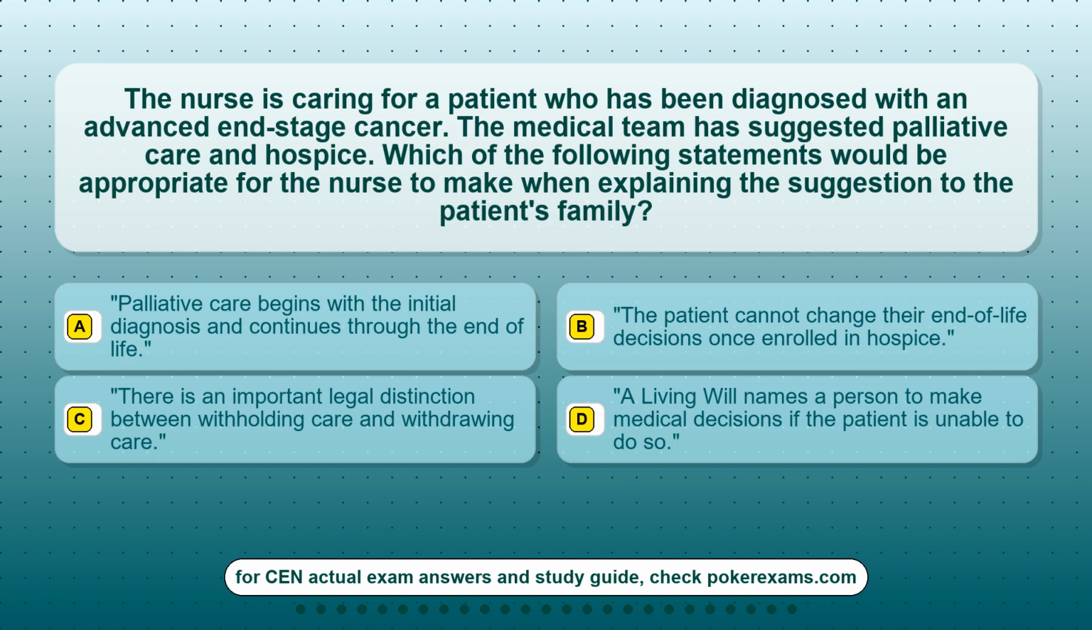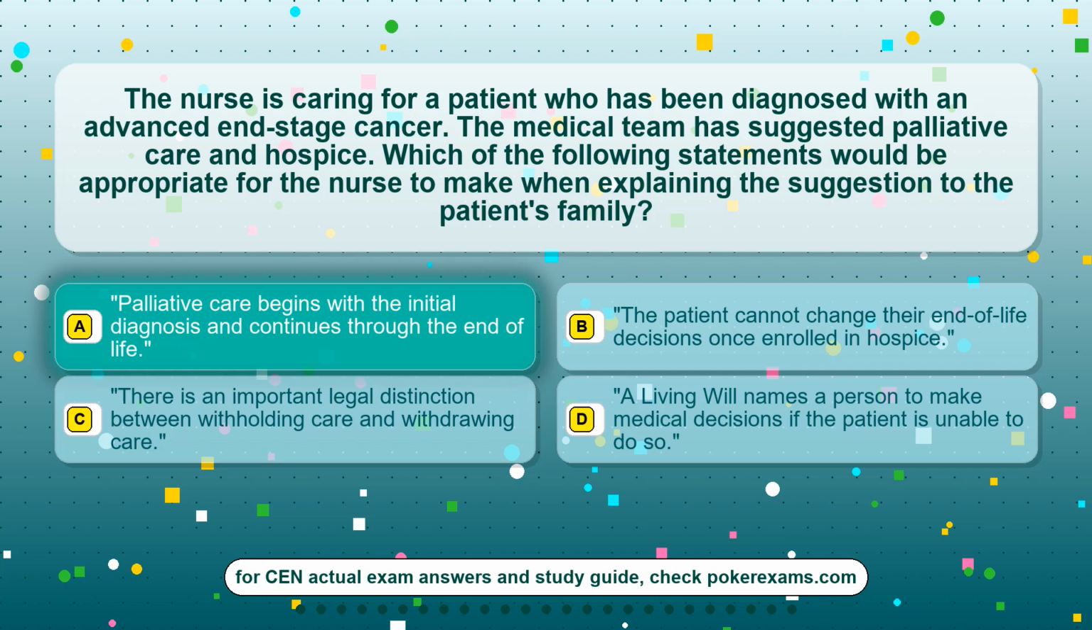Question 18. The nurse is caring for a patient who has been diagnosed with advanced end-stage cancer. The medical team has suggested palliative care and hospice. Which of the following statements would be appropriate for the nurse to make when explaining the suggestion to the patient's family? Option A. Palliative care begins with the initial diagnosis and continues through the end of life. Option B. The patient cannot change their end-of-life decisions once enrolled in hospice. Option C. There is an important legal distinction between withholding care and withdrawing care. Option D. A living will names a person to make medical decisions if the patient is unable to do so.